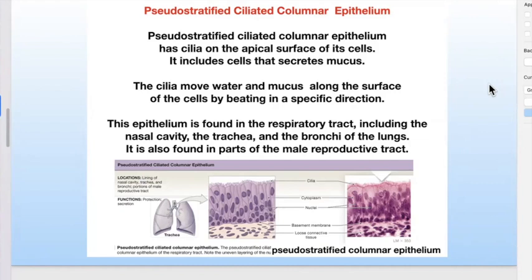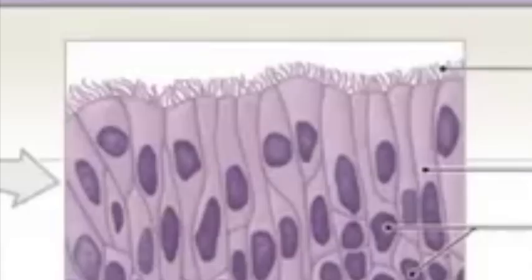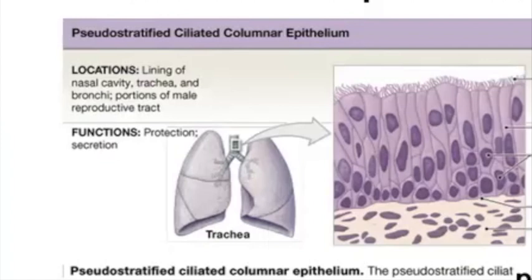The cilia move the water and mucus that are found on the top of this type of epithelium along the surface of the cells by beating in a specific direction. This epithelium is found in the respiratory tract, including the nasal cavity, the trachea, and the bronchi of the lungs. It is also found in parts of the male reproductive tract. And we will learn a lot about it when we learn the respiratory system.